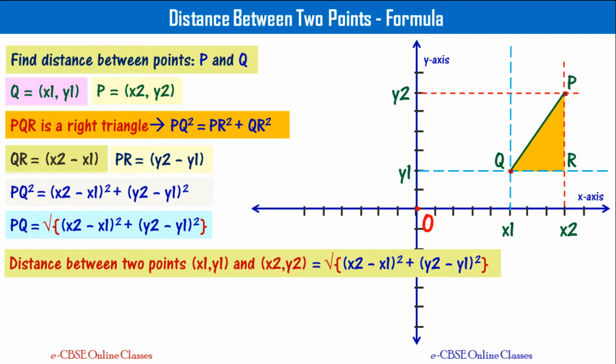It means that the distance between 2 points denoted by (x1, y1) and (x2, y2) is equal to square root of (x2 minus x1) whole square plus (y2 minus y1) whole square. Please take a note of this.